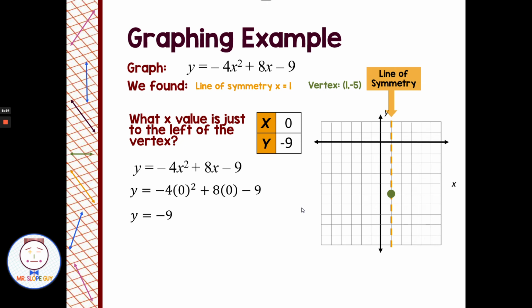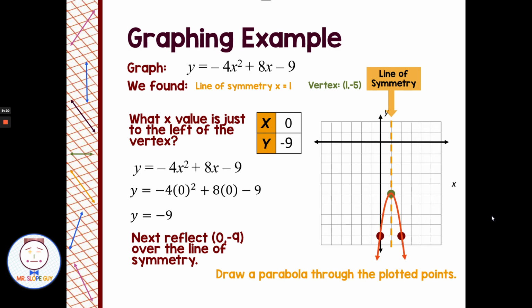So 0, negative 9 barely fits on my graph, so it'd be nice to have at least another point, but in this case, I'm going to be off my graph too quick. So I'm going to put on 0, negative 9, and then I have this line of symmetry. If I have a point 1 to the left, if I flip that over my line of symmetry, I'm going to have an additional point over here at 2, negative 9. Then I'm going to connect those together and draw a parabola through the plotted points.